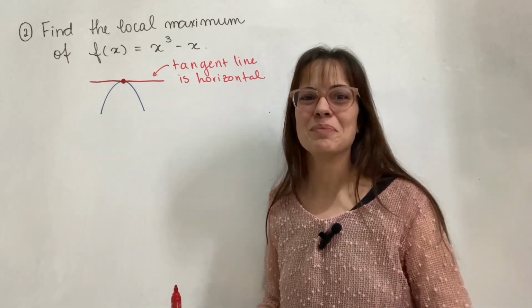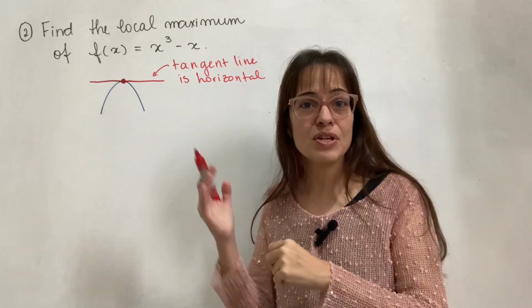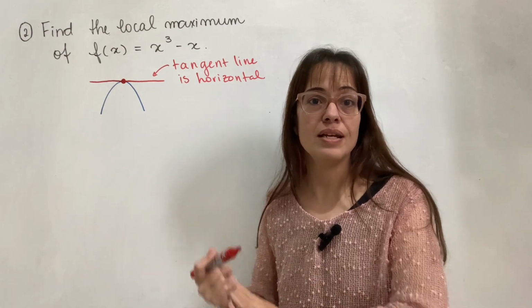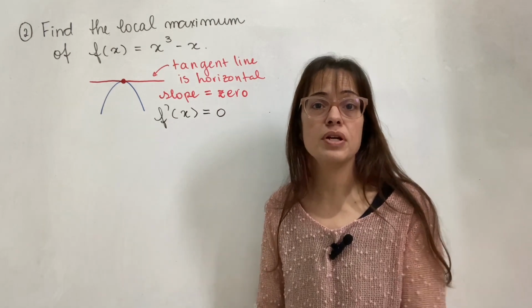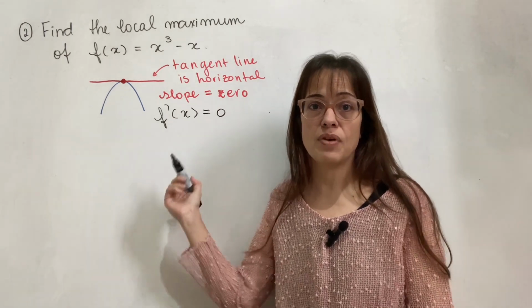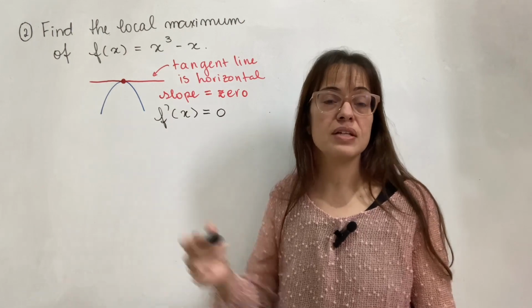There are a lot of synonyms for this. And the slope of a horizontal line is 0. So in other words, when I am looking for a turning point, I am looking for the values of x where f prime of x is going to be 0.